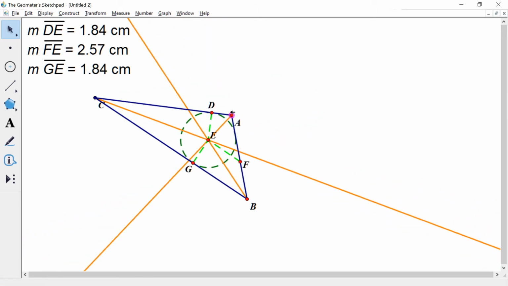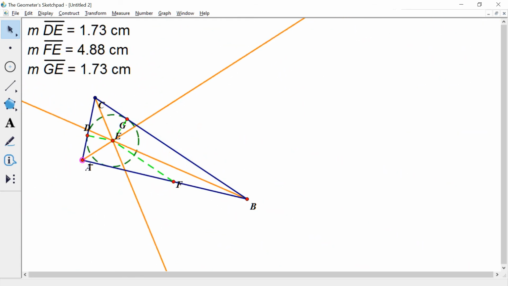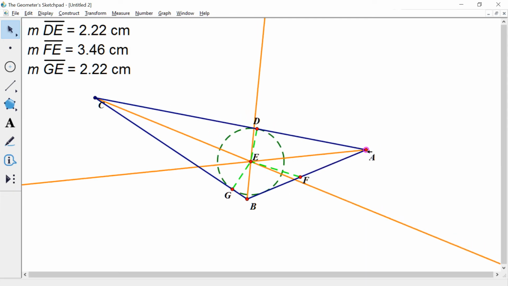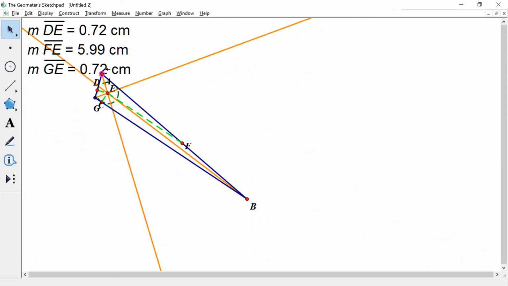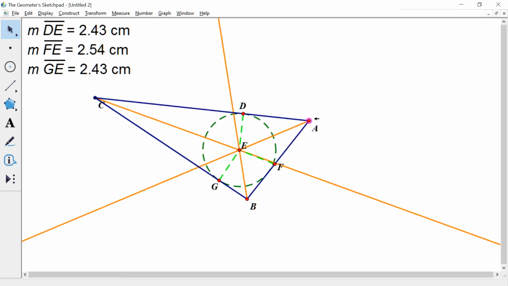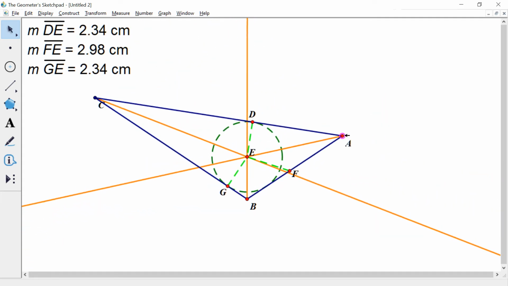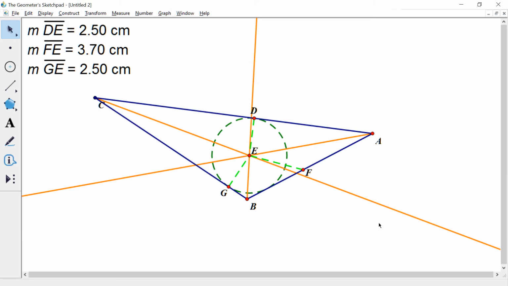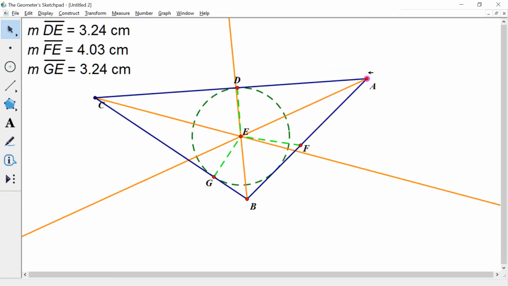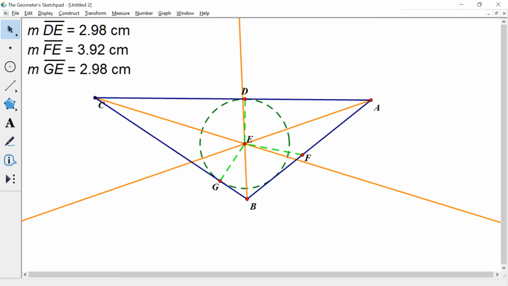Look at that. Wow, wherever I move it, that circle is perfectly inscribed. Inscribed is the word for inside the triangle. And point E is referred to as the incenter. Wow, that's so beautiful. Look at it. Did you see that coming? No way. Wow. Just appreciate its beauty, right?